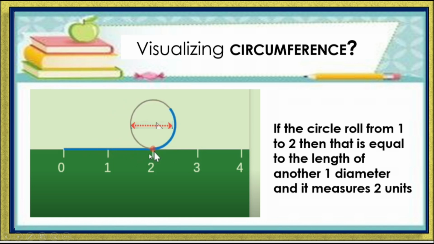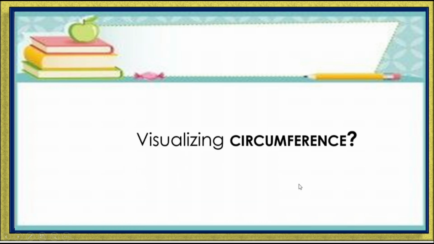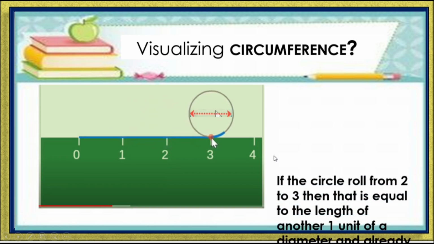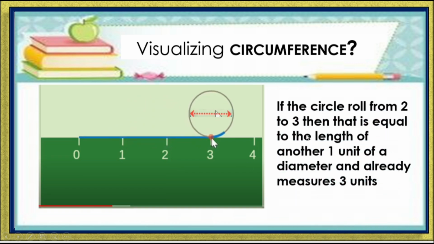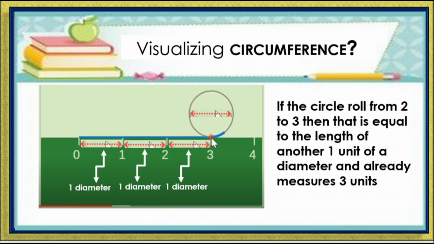So move 1 again, so it measures 1 diameter, and 1 plus 1 diameter, so we have 2 diameters. And then if the circle rolls from 2 to 3, then it equals the length of another 1 unit of the diameter and already measures 3 units. Then this will be 1 diameter, and another 1 diameter. We have a remaining part for the circumference of the circle.